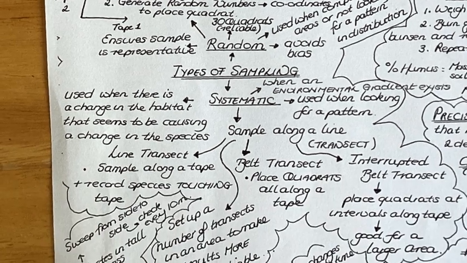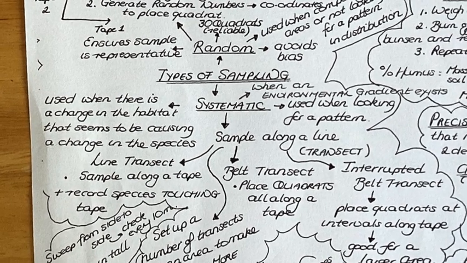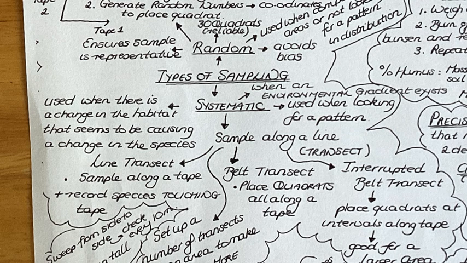The other type of sampling then, as you know, is systematic sampling. Please, whenever you're asked about this, remember when you use it: when there's an environmental gradient, when you're looking for a pattern, so when there's a change in the physical environment. So you might be wondering how the wildflower population changes from the middle of a wood to the edge of the wood. So there's an environmental gradient there, and you would use systematic sampling. So it's used when there's a change in the habitat that seems to be causing a change in the species that you find.